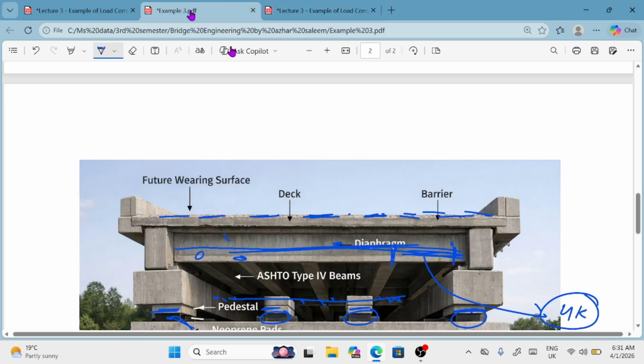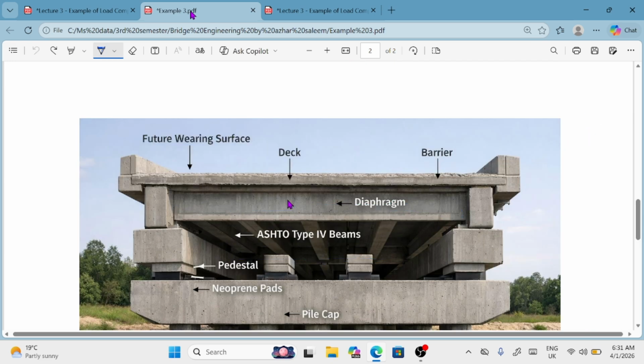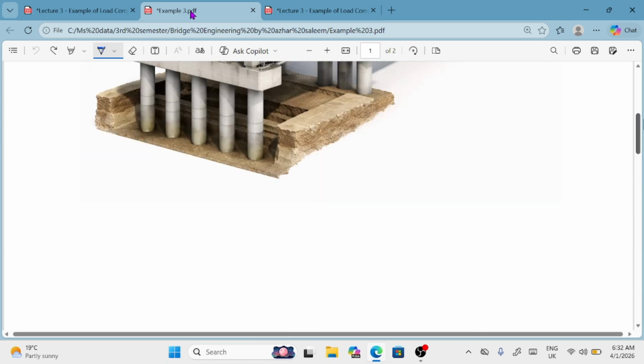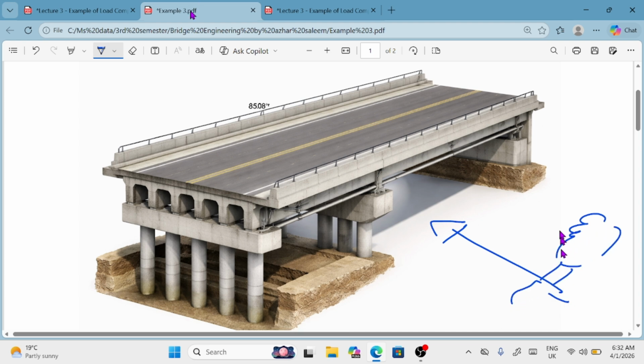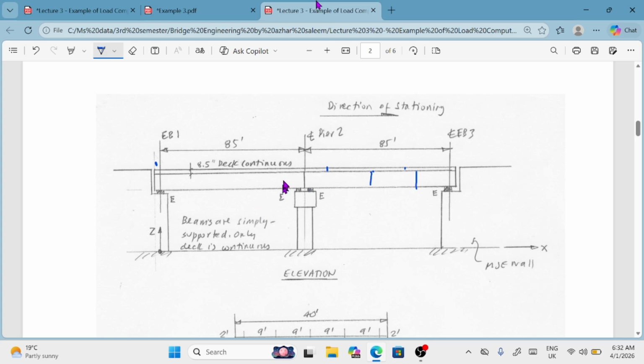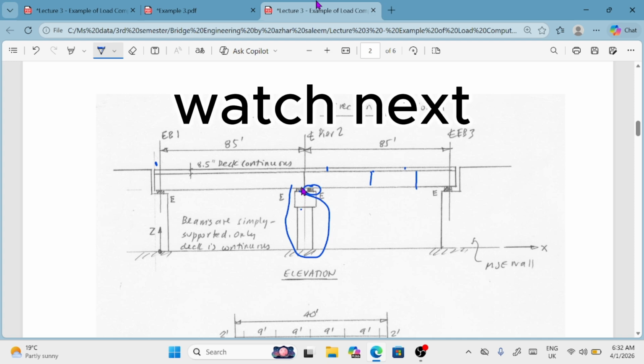If I see this bridge from this side, I will see this section. This elevation, this will be my pier, and this will be pads, neoprene pads and pedestals. This is the embankment, and this will be the girder.